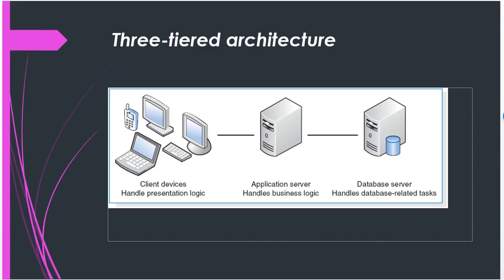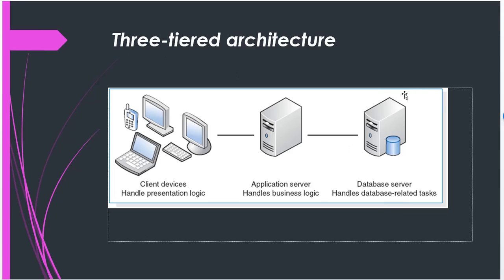Then we have a three-tiered architecture. Now with a three-tiered architecture, we are taking away the application logic from the client, and we are creating a dedicated server just for handling application logic, and that is the application server. Then we also have a database server that contains your data storage as well as your data access logic.